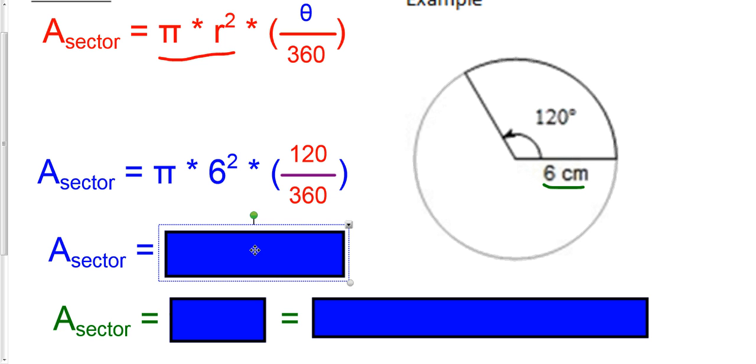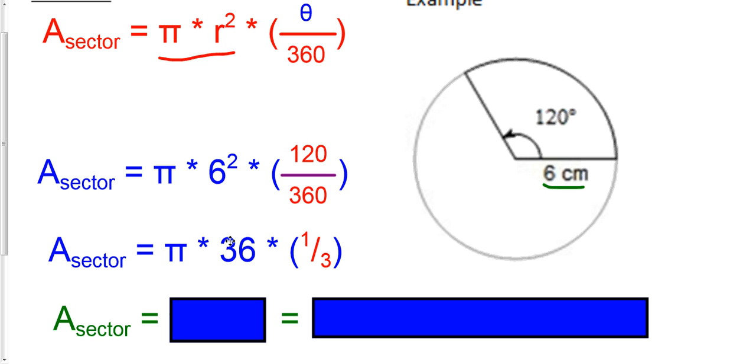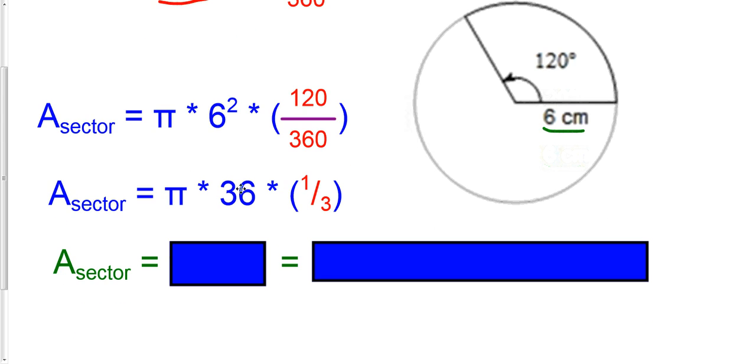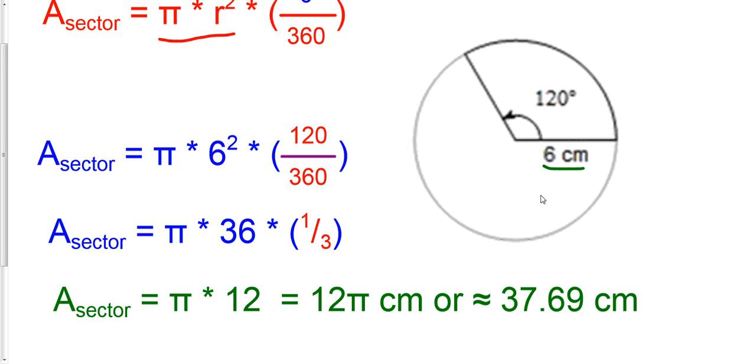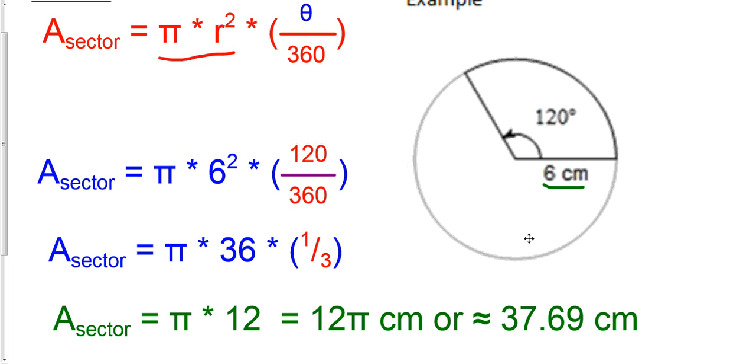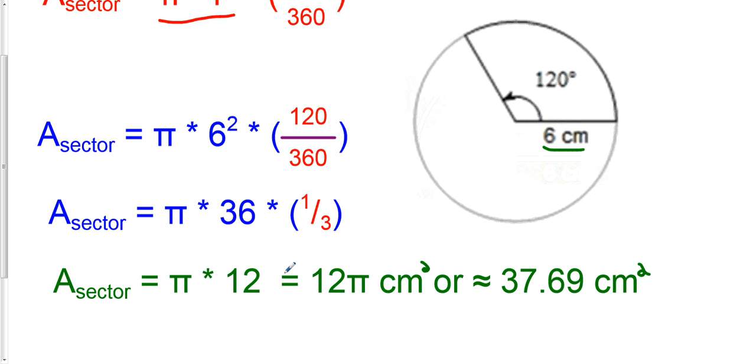So after we simplify a little bit, 6 squared is 36. 120 over 360 is 1/3. 1/3 of 36 is 12, so we have pi times 12. So in its simplest form, we can either say that it's 12 pi centimeters, to be the area of that one, or 37.69 centimeters. And because this is an area, it should be centimeters squared. And that would be our area just of this sector, not of the whole circle, just this 1/3 of it.